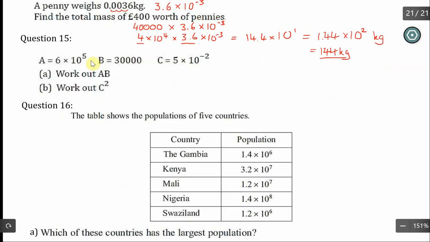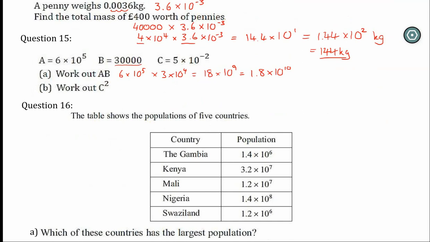Number 15, we're told some numbers. Work out the product of A times B. So 6 times 10 to the power of 5, and timesing by this number, which is 3 times 10 to the power of 4. 6 times 3 is 18. We add those powers of 10 together, we get 10 to the power of 9. So this is 1.8 times 10 to the power of 10. C squared, remember from earlier, we can square each part of the standard form. So if we do the 5 squared, we get 25. And if we square the power of 10, we're going to get negative 4, which is 2.5 times 10 to the power of negative 3.